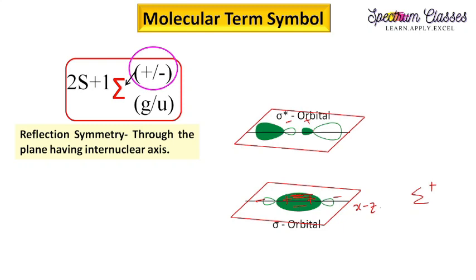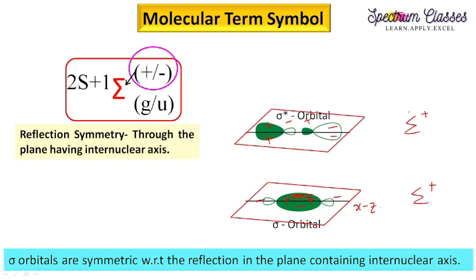Now, if we look at this sigma star orbital in the plane which contains the internuclear axis, bisecting these molecular orbitals, then we get the same kind of reflection. So if this is green, here is again green. If this is white, if I cut this, I will again get white. So these are symmetric about the reflection. If these are symmetric about the reflection, then we will get sigma plus.